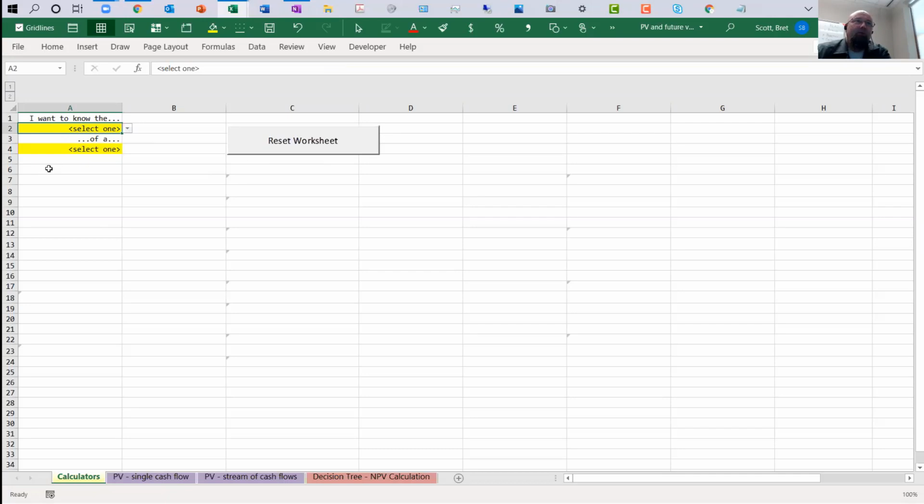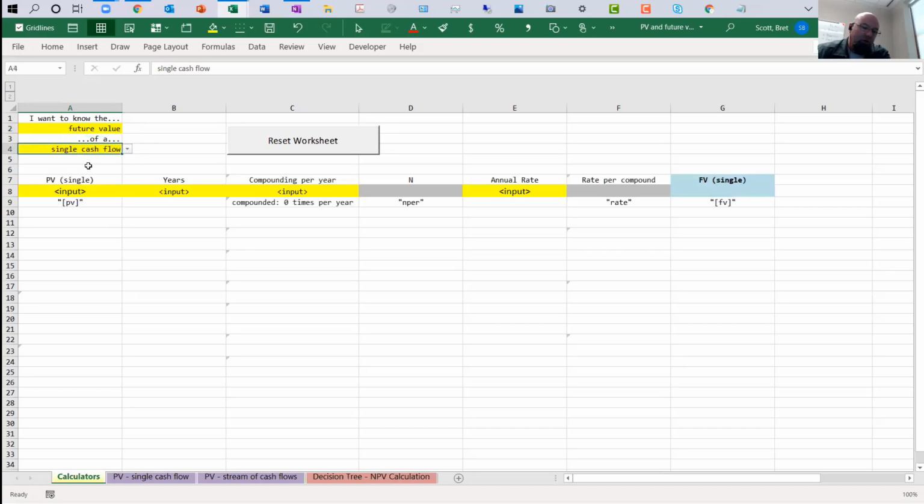In this case, the yellow is what you want to fill in. If you need to know, let's say, the future value of a single cash flow, a single amount, the yellow is where you want to input those amounts. So this is my spreadsheet. If you have any difficulty using it or it gets buggy on you, just email me and I'll debug it for you. The present value we said was 4545, right?